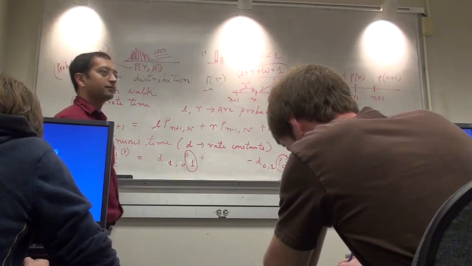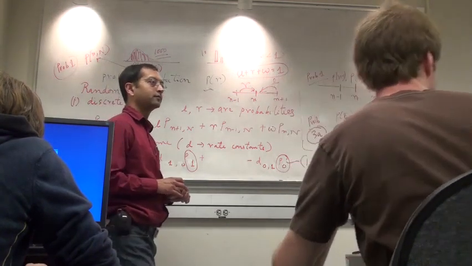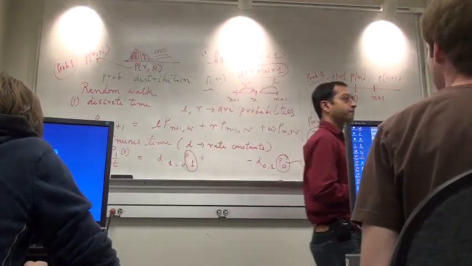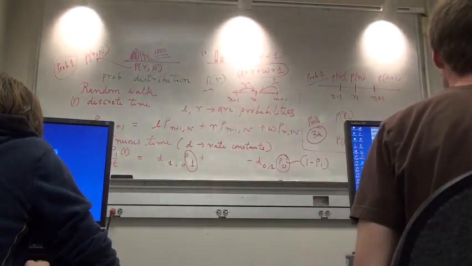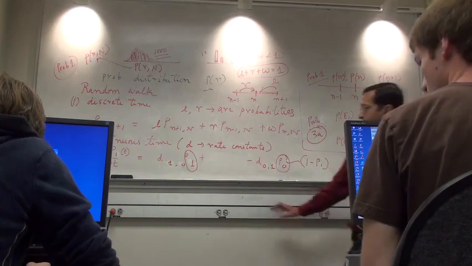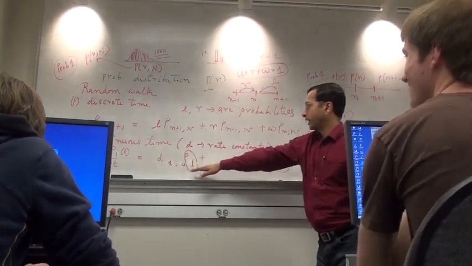So what's the steady state equilibrium distribution solution? So steady state means when the left side is 0.